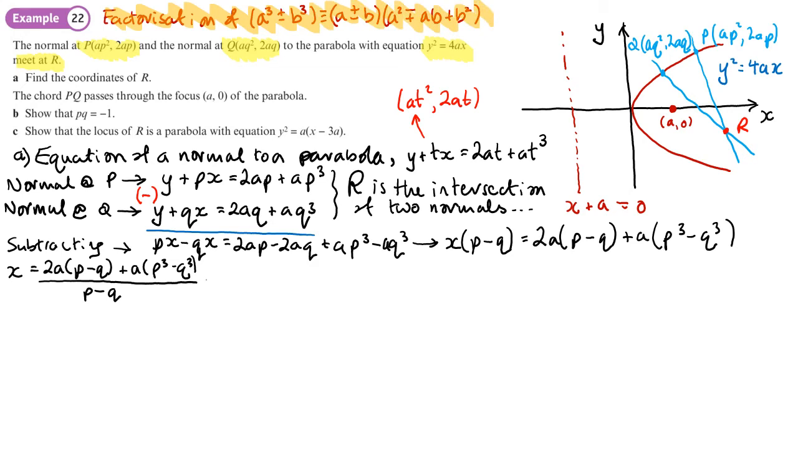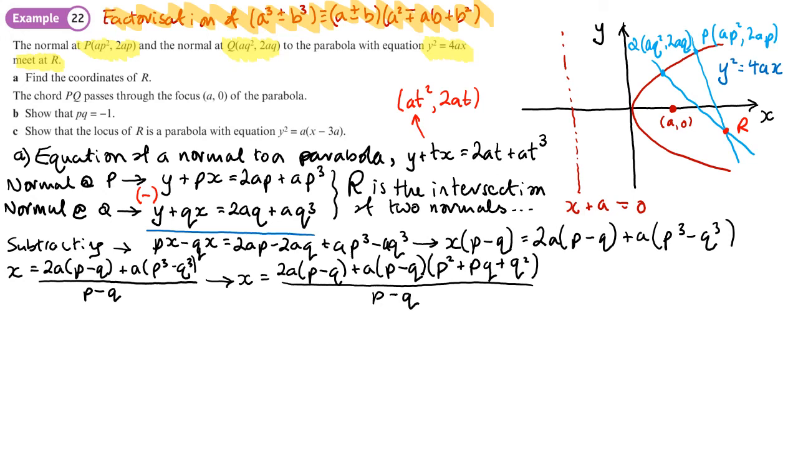So if we go back to the question now, we're going to factorize. x equals 2a, p minus q, and then a, and the p cubed minus q cubed will factorize to give you p minus q, following what's in red at the top, then p squared. This side's going to be the opposite, so plus pq, and then plus q squared, all over p minus q. Now that allows us to cancel this all out. So that and that will all cancel out.